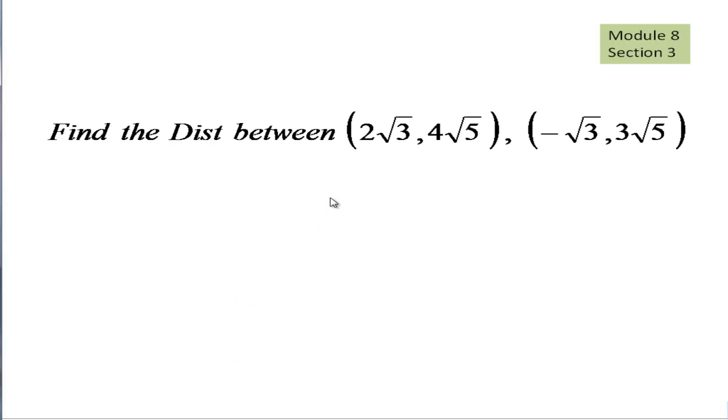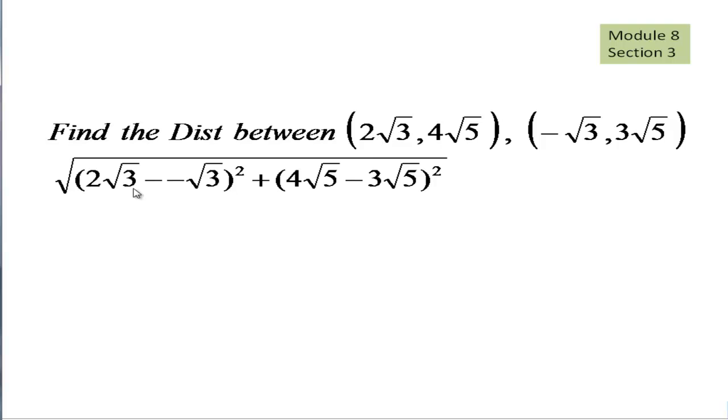Okay, suppose you want to find the distance between 2 square root of 3, 4 square root of 5, and negative square root of 3, 3 square root of 5. You can take these numbers, and we take our x numbers and subtract those. I believe I took the 2 square root of 3 and subtracted the negative square root of 3. Squared that. 4 square root of 5, subtracted 3 square root of 5.